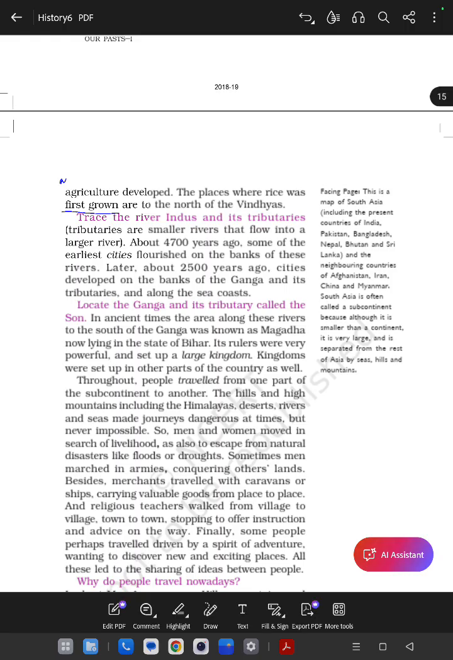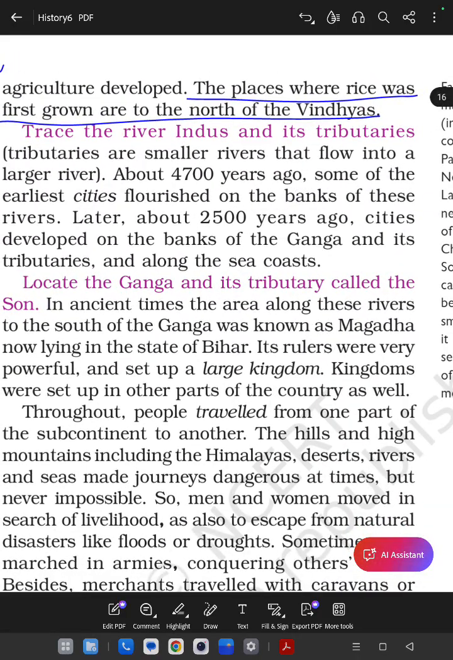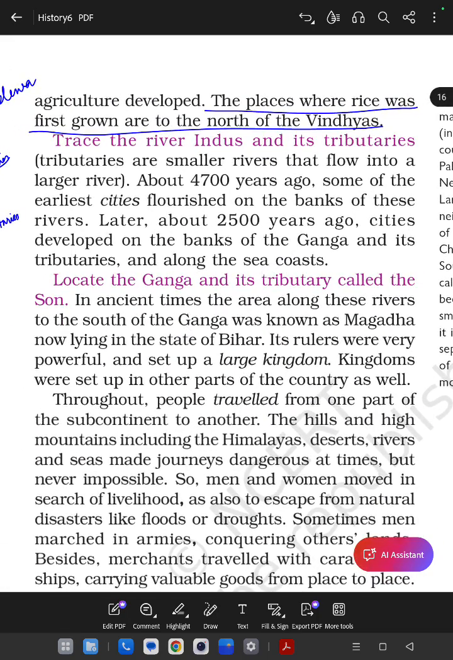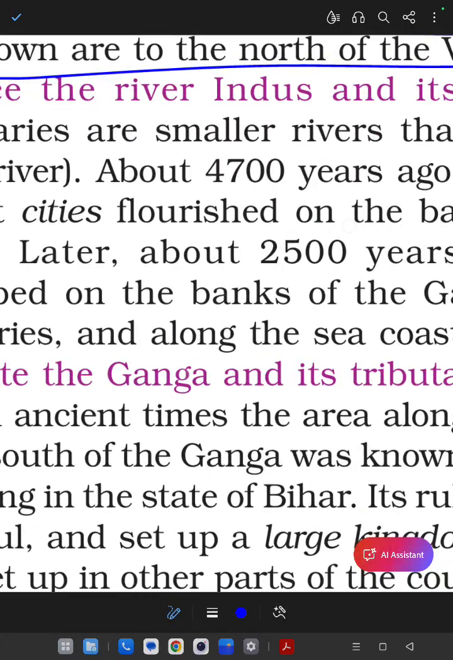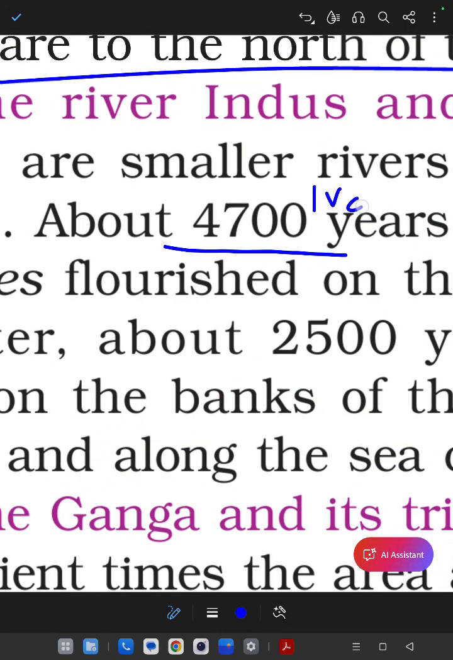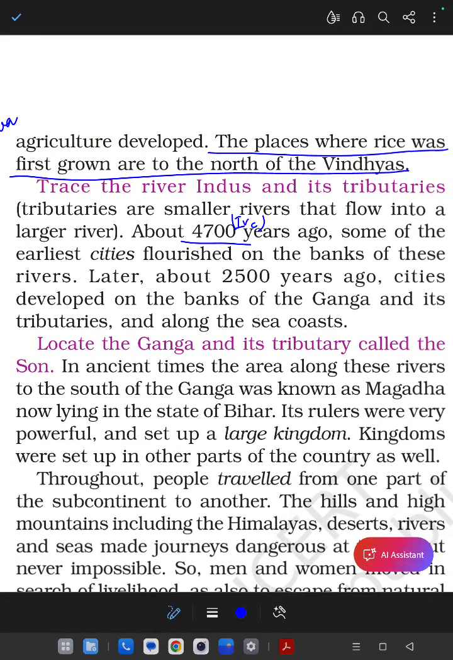Okay, so now trace the river Indus and its tributaries. Now see what is given here. About 4,700 years ago, some of the earliest cities flourished on the banks of these rivers. So if you think, what will this be? This is talking about the IVC, the Indus Valley Civilization, because the Indus River was the main area where the Indus Valley Civilization flourished.